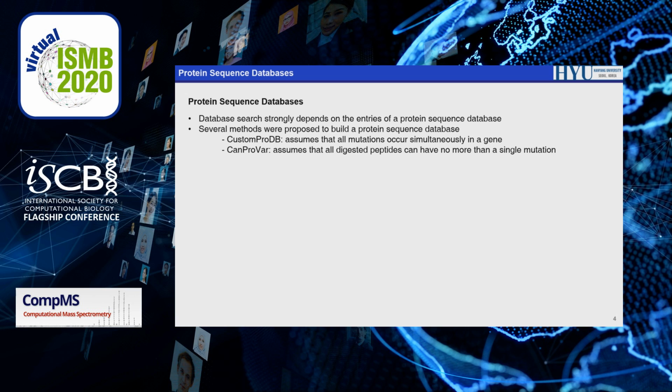For example, CustomProDB generates sample-specific protein sequences, assuming that all mutations occur simultaneously in a gene. On the other hand, ChemProba assumes that all digested peptides can have no more than a single mutation.